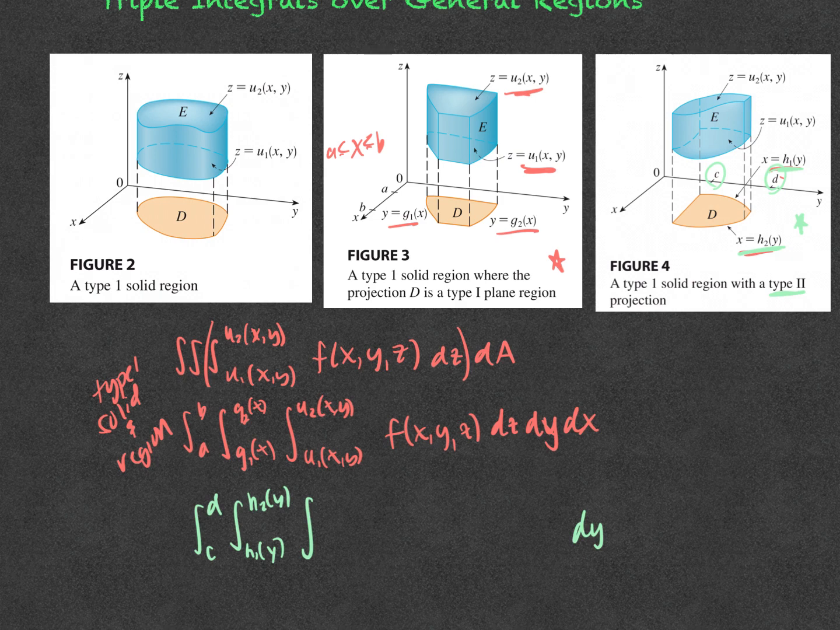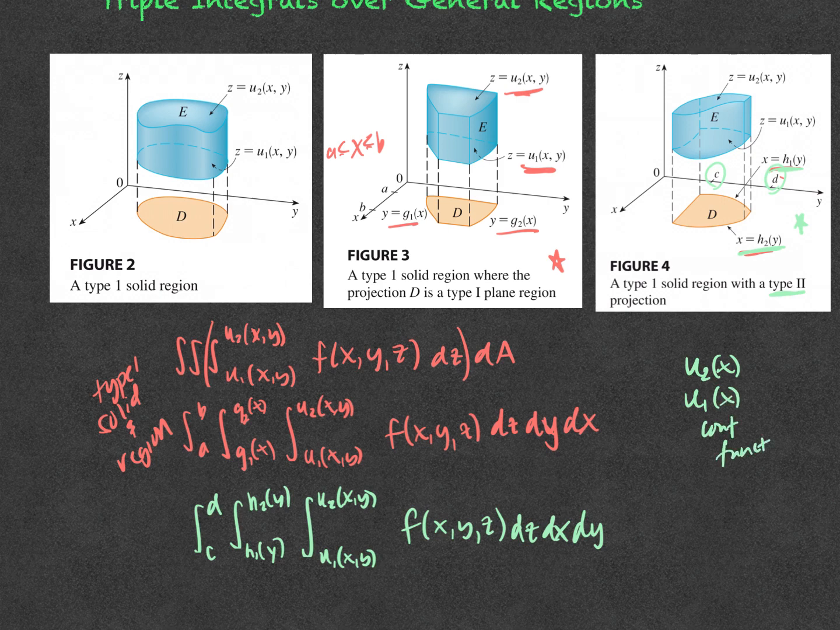And then we have u1 in terms of xy to u2 of xy, and we have our function of xyz. And we're doing dz first, and then dx, and lastly dy. So let's look at one of these problems and how it looks before we move into other types. These are all type 1 solids. A type 1 solid is a three-dimensional solid that is continuous, and it lies between the graphs of two continuous functions. So the definition is that u2 of x and u1 of x have to be continuous functions.